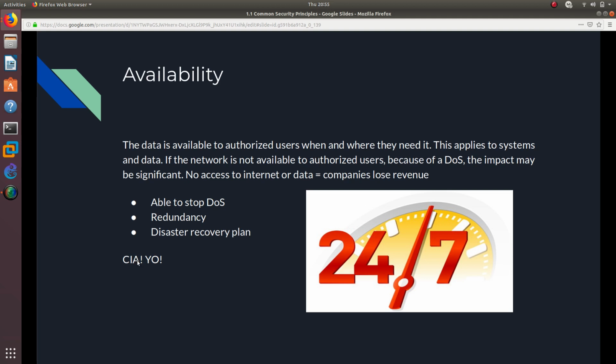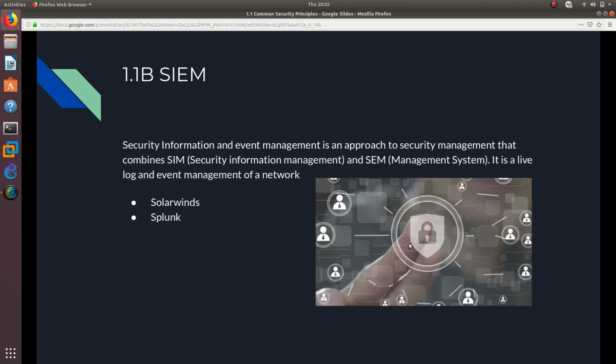and this is called CIA: confidentiality, integrity, and availability. I put this picture of 24/7 because you want to have access to what you need. If you are authorized, you want to have access to it 24/7, so the company doesn't lose revenue. Okay, and now we're moving up to 1.1b, and this is SIEM.